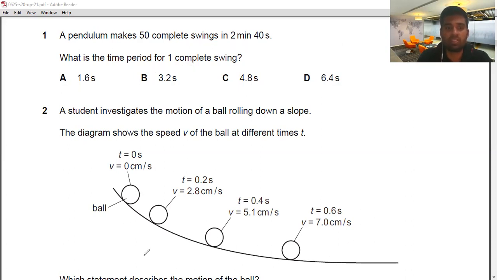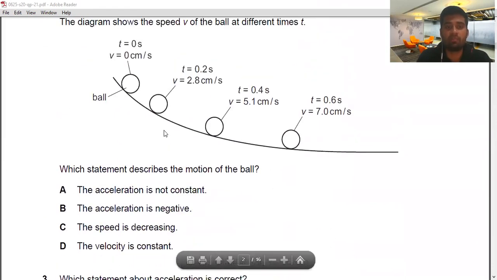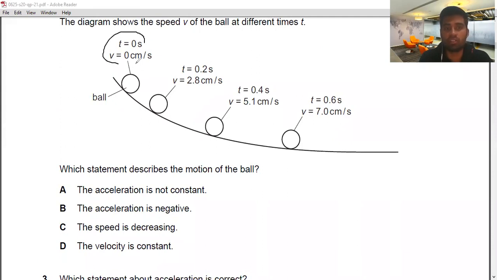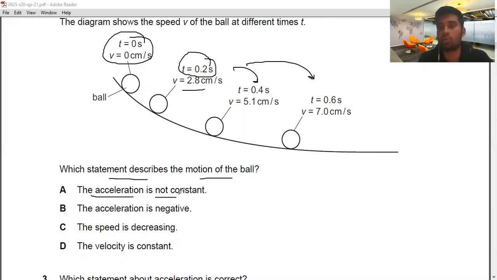So in the second question, it says the student investigates the movement of a ball. Okay, and this is the motion of the ball given here. So the ball at time t is equal to 0, the velocity was 0, the ball was just dropped, and at time t is equal to 0.2 seconds, the ball had a velocity of 2.8 centimeter per second, and subsequently the velocity of the ball increased. Now, which statement describes the motion of the ball? The acceleration is not constant.